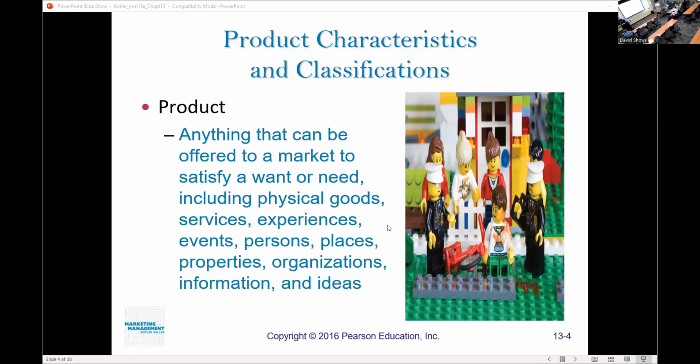I've seen this definition, and although you've added a few things like experiences and servicescapes, the basic definition has been consistent since 1978.